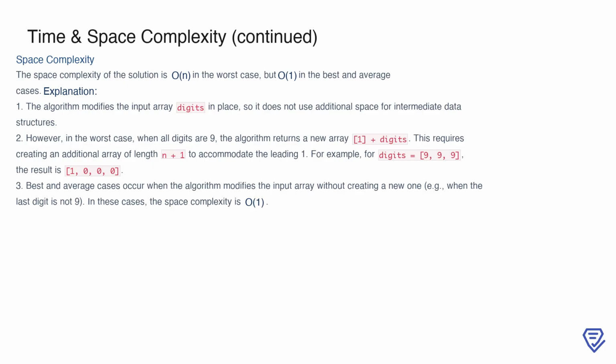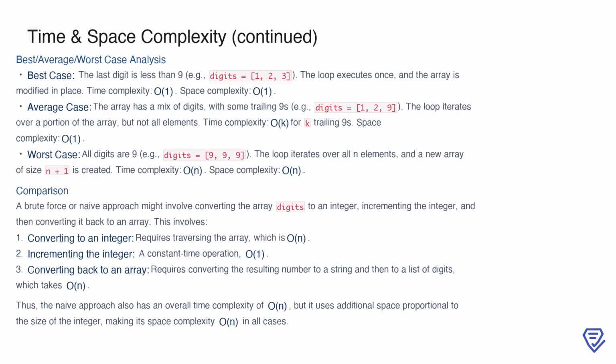On the other hand, in the best and average cases, where the array can be modified directly without creating a new one, such as when the last digit is not 9, the algorithm achieves O(1) space complexity because no extra memory is allocated. To better understand this, let's analyze the best, average, and worst cases. In the best case, the last digit is less than 9, such as 1, 2, 3. Here, the loop runs only once, modifies the array in place, and exits. Both time and space complexities are O(1).